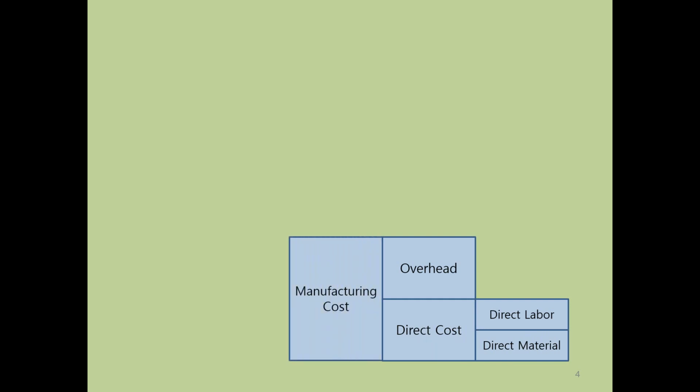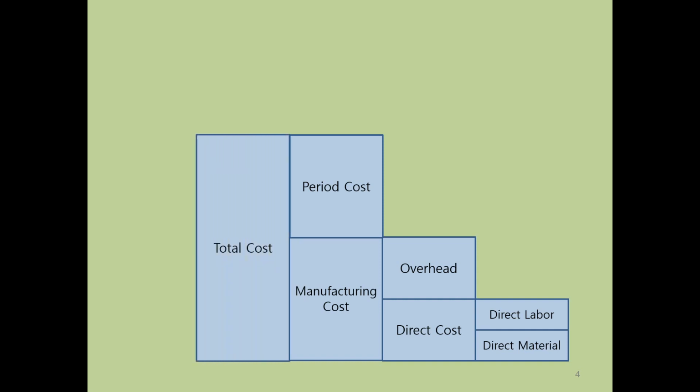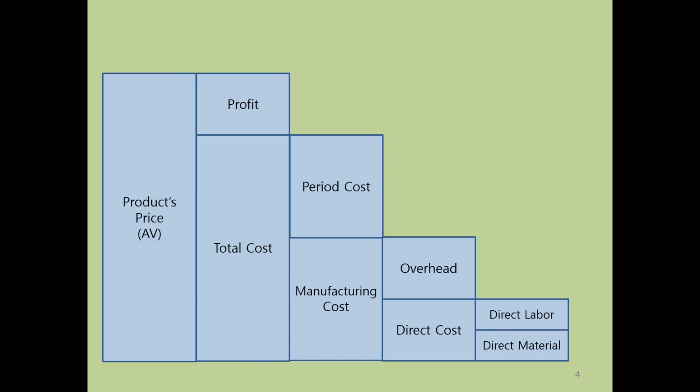In this slide, we will see what the price is made up of and how we can distinguish net cost from a price. Direct material cost and direct labor cost constitute direct cost, and direct cost and overhead cost constitute manufacturing cost, and manufacturing cost and period cost constitute total cost, and total cost and profit finally constitute a product price, which is also called AV in my video.